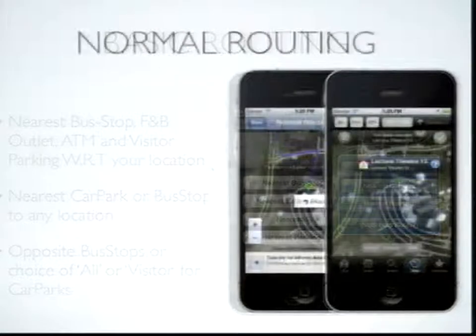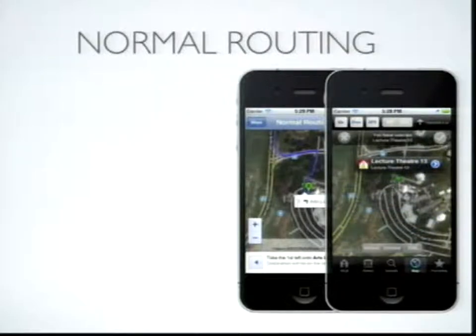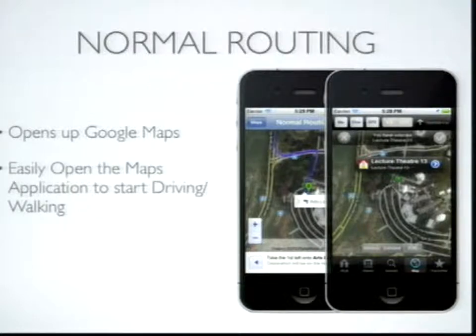Okay, moving on. So there was some basic routing. Now we have normal routing. So what is normal routing? It basically opens up Google Maps. So let's say I have two locations. I can just open it up and get the route. And I can easily open the Maps application, the native Maps, to start driving and start routing myself. And there's this easy-to-use selector option, which I shall demo now.